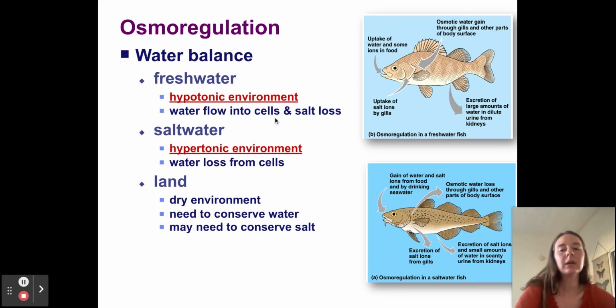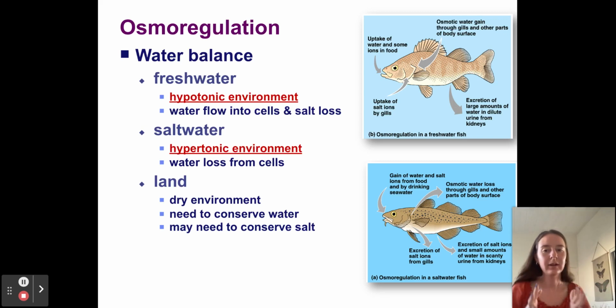Land animals, we live in a dry environment, and so we need to conserve water, right? Even though we're not swimming in water, there is water inside of us, and so there's a higher concentration of water in us compared to the outside, and so water easily leaves us. That's partially why we sweat. There's water coming out of us when we breathe. We're breathing out water vapor, and so we need to conserve water in order to stay alive.